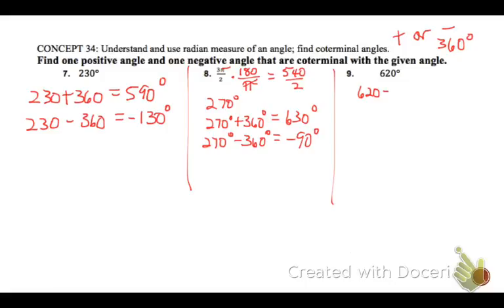So let's start by subtracting 360 degrees. We will still end up with a positive angle, 260. So that gives us a positive coterminal angle. Now we can take that and just keep subtracting 360 degrees, which would give us negative 100. And that gives us a negative coterminal angle.